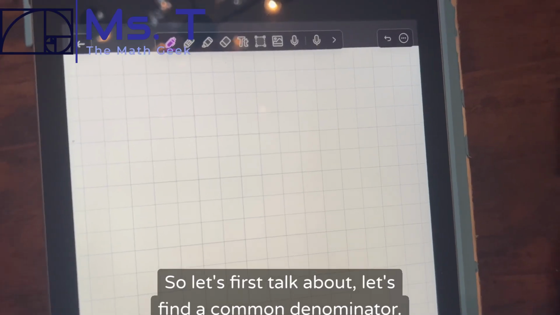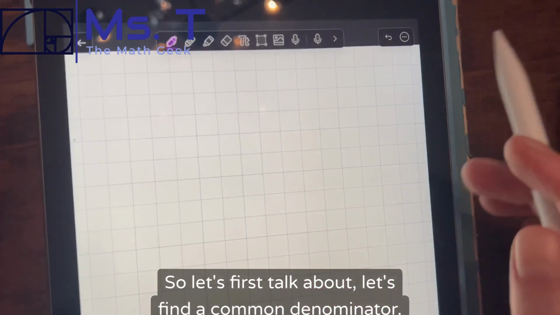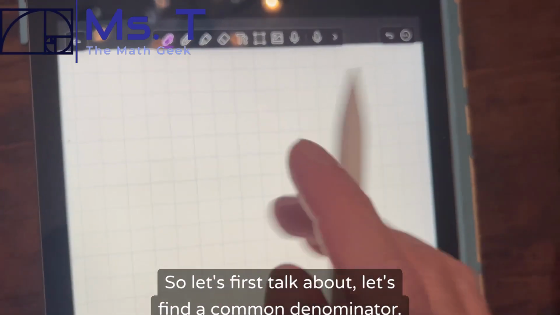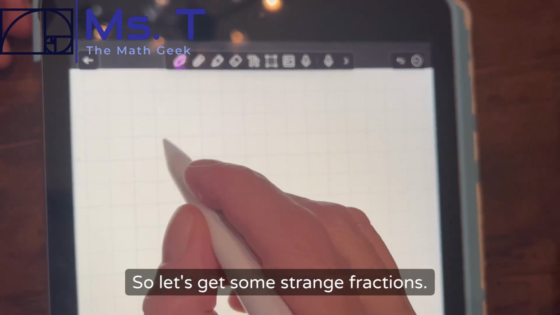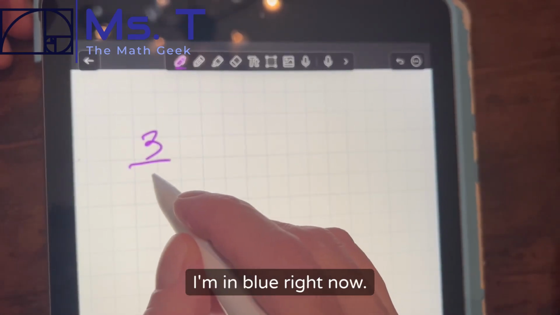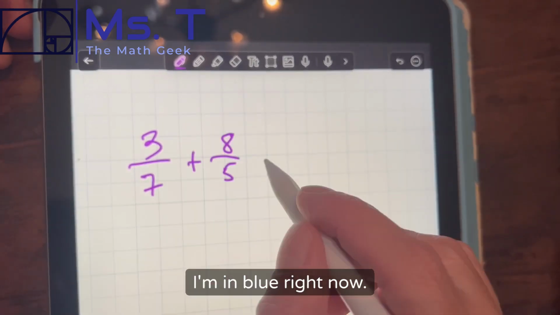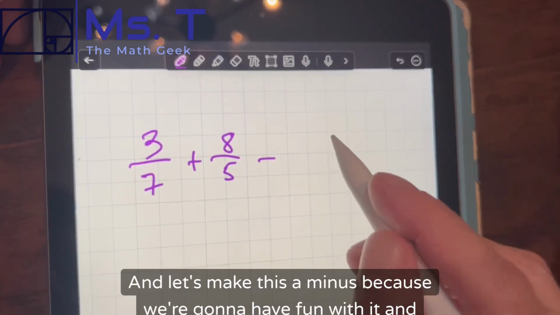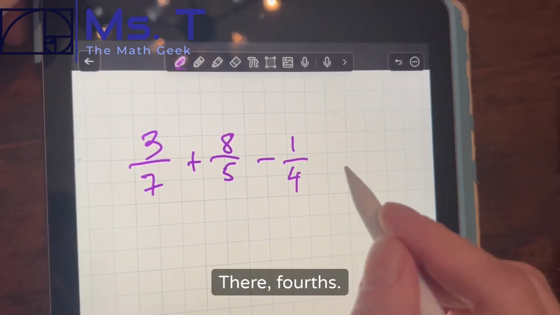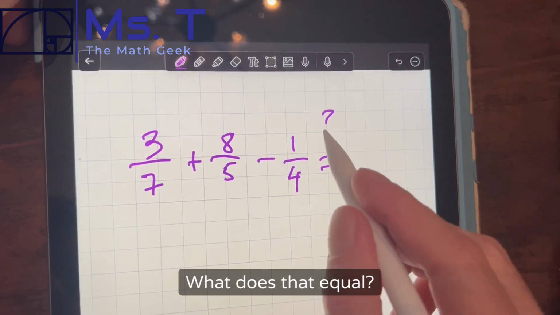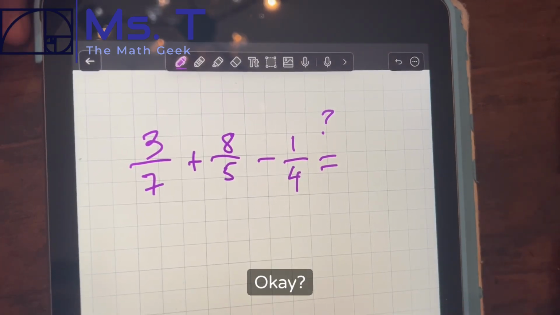So let's first talk about, let's find a common denominator. So let's get some strange fractions. I'm in blue right now. And let's make this a minus because we're going to have fun with it. And let's say, fourths, right? What does that equal? Okay.